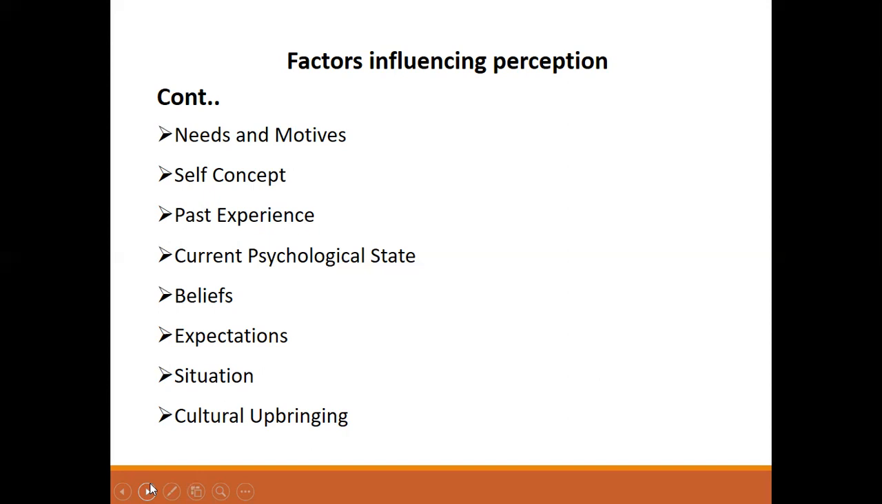Elements in the environment surrounding an individual, like time, location, light, heat, and weather, influence his perception. The context in which a person sees the object or events is very important. Then, cultural upbringing. A person's ethics and his cultural upbringing also play an important role in his perception about others.